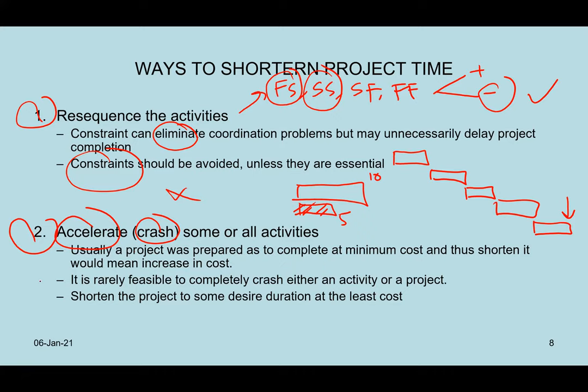But remember, this precaution: is it really feasible to completely crash either an activity or a project? What does that mean? When you want to compress the project duration, in a project there are multiple activities. There could be 100 activities or even 1,000 activities. You do not just simply compress only one activity. If you just compress one activity, you are not going to see the impact. So you must compress multiple activities.